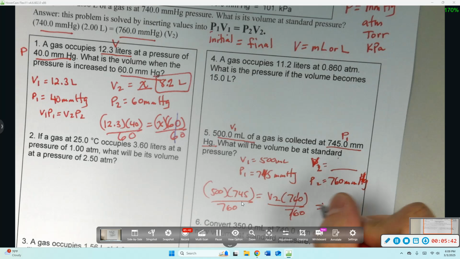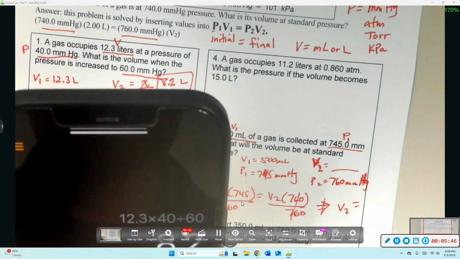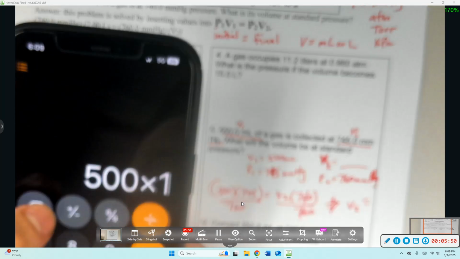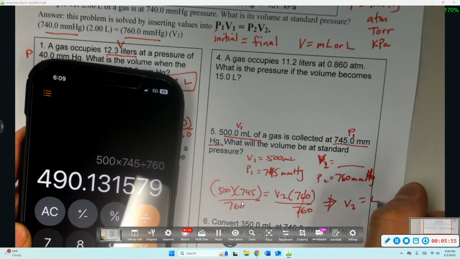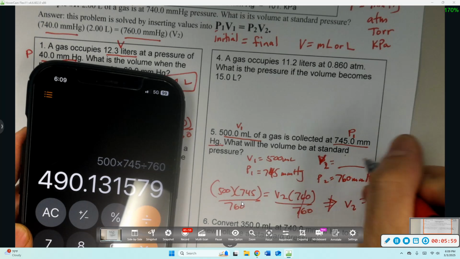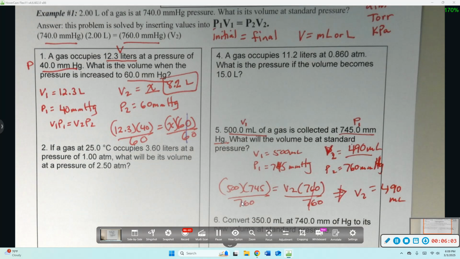V2 equals, calculator time, guys. Really, it's all calculator. 500 times 745 divided by 760, and I get 490 milliliter. See, so 490 milliliter. Alright, so we've done 2 of these.